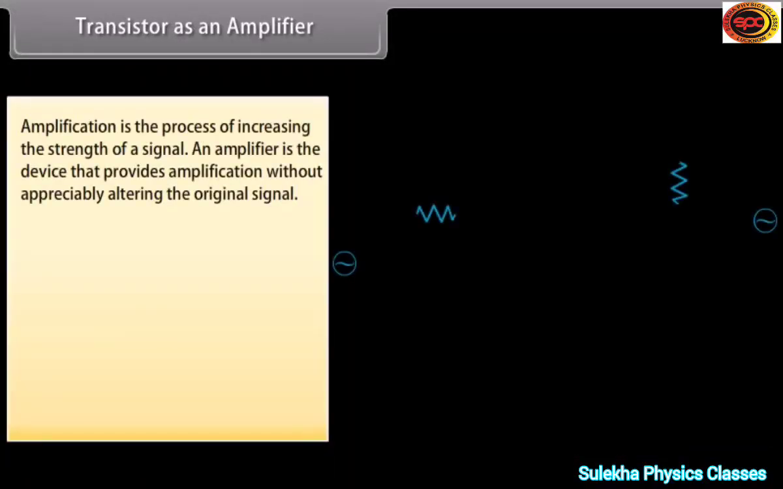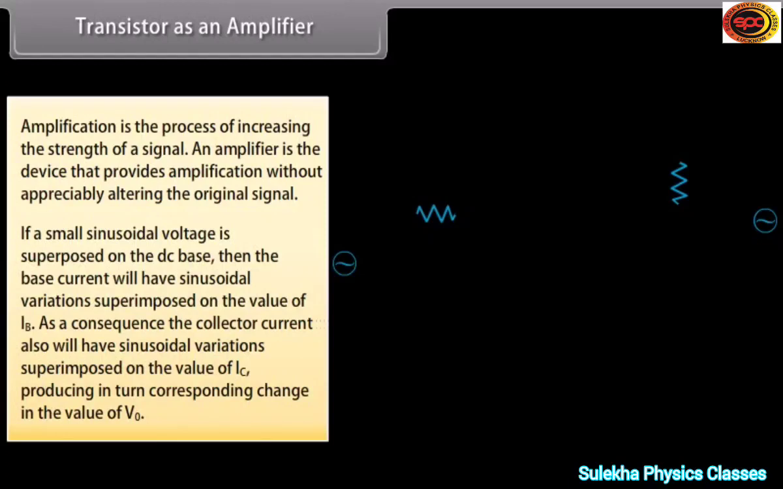Transistor as an amplifier. Amplification is the process of increasing the strength of a signal. An amplifier is a device that provides amplification without appreciably altering the original signal. We consider the operating point of the transistor somewhere in the middle of the active region. The DC voltage VCE equal to VCC minus IC RC would also remain constant. The operating values of VCE and IB determine the operating point of the amplifier.